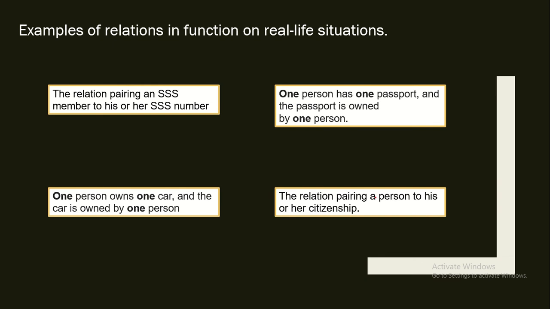A relation pairing a person to his or her citizenship. Ito yung tao na meron siyang dual citizenship. Pwede siya sa Amerika, pwede siyang tumira din sa Pilipinas. Okay? So, the first example is a one-to-one function. The second, one-to-one din. One-to-one function. And then yung last, not one-to-one. Ito yung sinasabi ko yung may dual citizenship. Okay? Kasi dalawa nga naman.